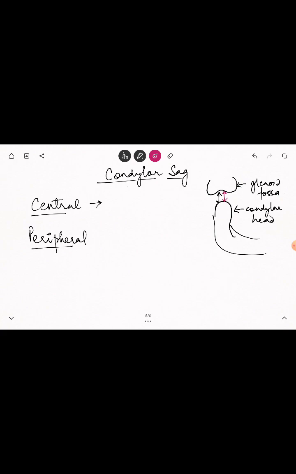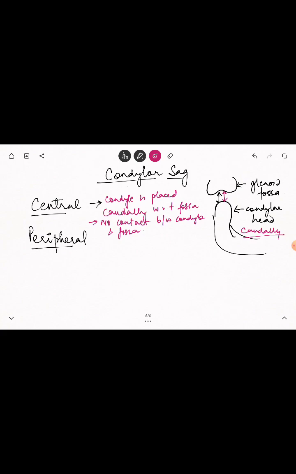And the condylar head, condyle, is placed caudally with respect to the fossa. And there is no contact between the condyle and the fossa. So there is no contact between them and it is present caudally. Caudally means lower, okay? Cephalad means towards head, caudal means towards leg. So this is the central condylar sag.